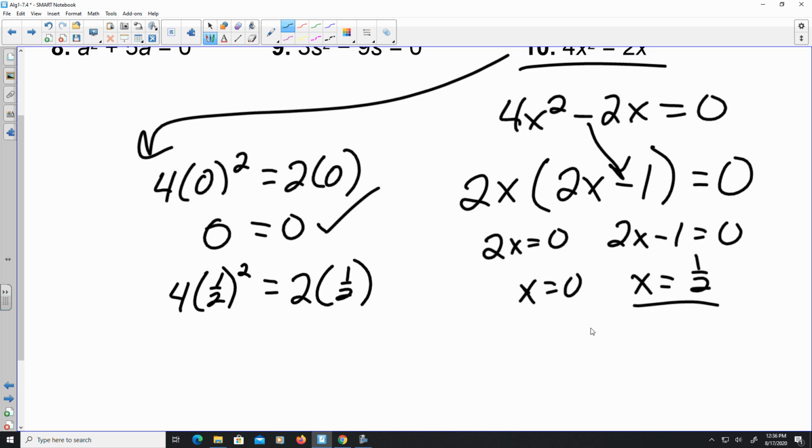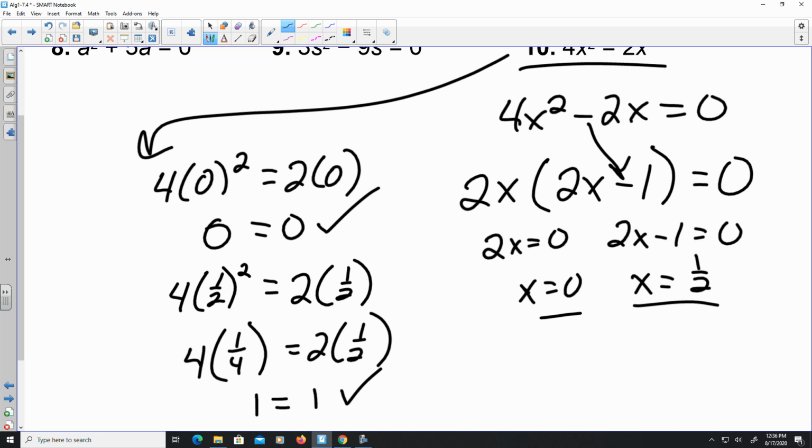All right, so using order of operations, exponents come first. So now I have 4 times 1/2 squared. Well, that's going to give me 1/4. And this is going to be equal to 2 times 1/2. I'll just leave it as is. 4 times 1/4 is 1, and 2 times 1/2 is also 1. It checks out. So I can say that both of these answers are in fact true, not just because we did the math correctly in the equation, but we also verified it when we checked the solution.